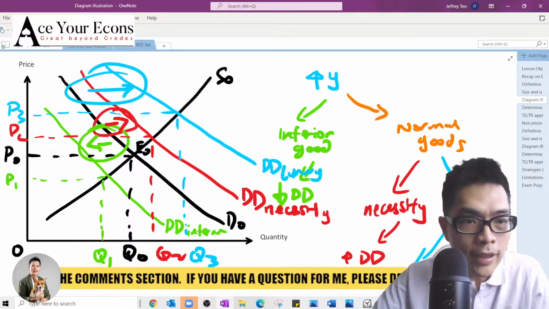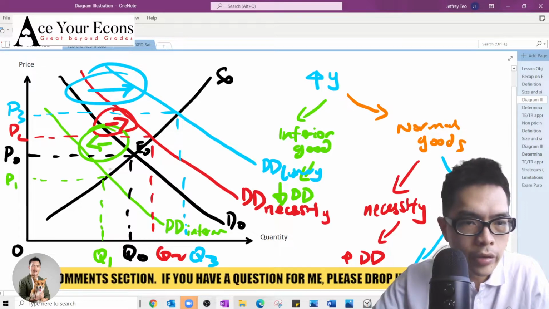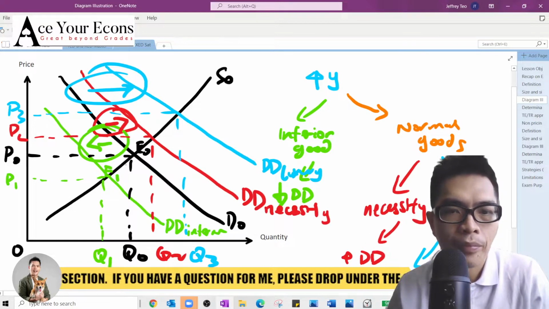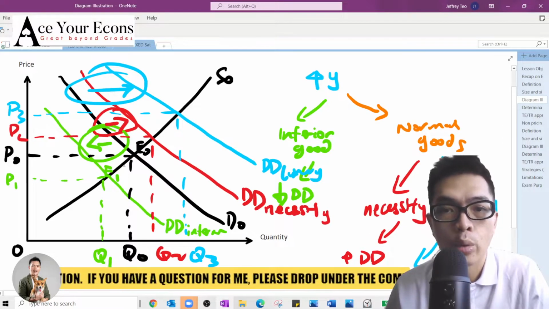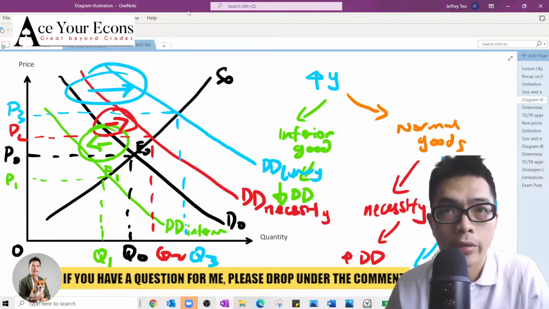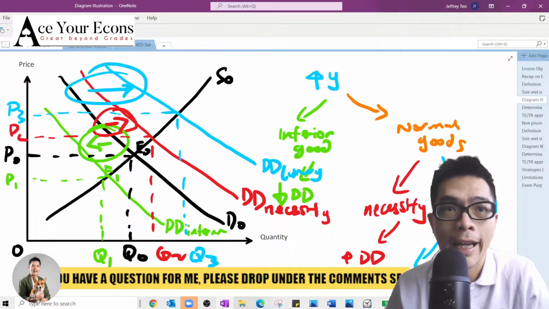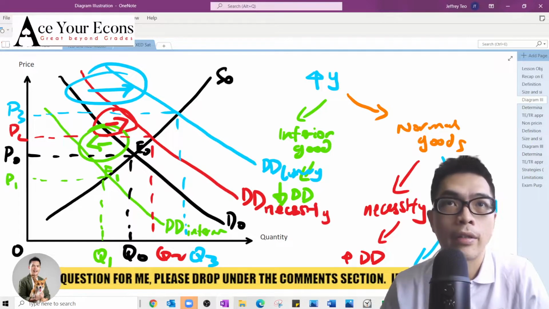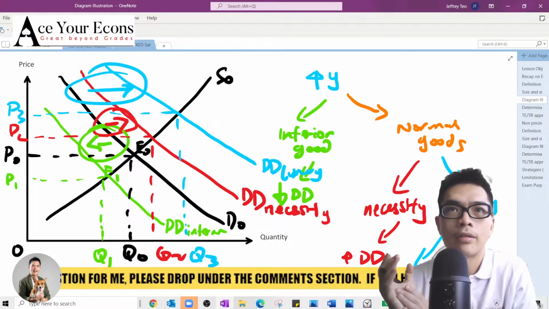Okay, so just stick to the color code. Okay, so we can see that when there is a rise in income, what happens to your inferior good? Can you all tell me what is the size of your expenditure for inferior good when there is a rise in household income? Type it out.